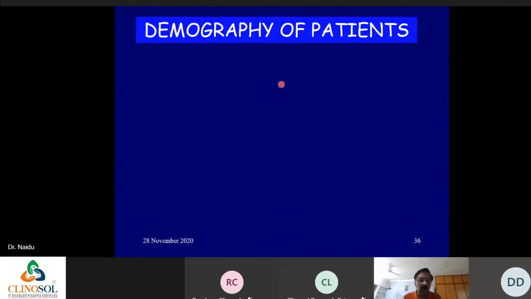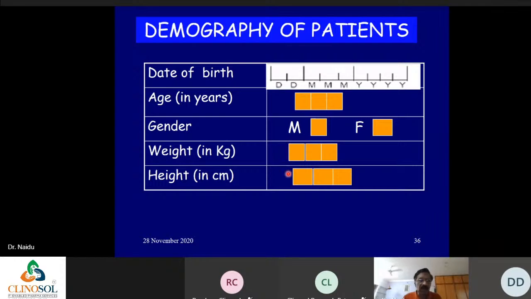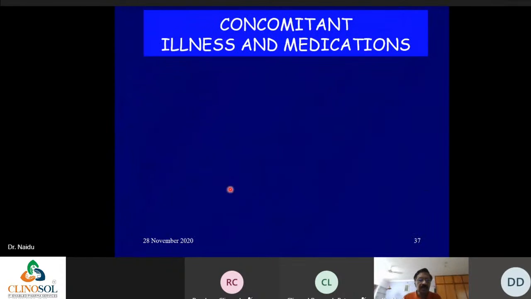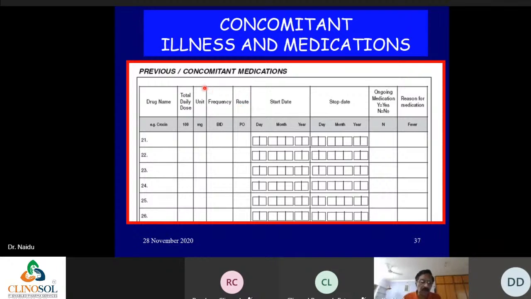Demographic data, you all know very well, I need not tell: age, gender, weight, height. Concomitant illness and medication: they may be suffering from some other disease. You have to write everything, what type of disease they are suffering from, what drug they are taking, how long they have been taking it. All that information should be entered into this particular form.